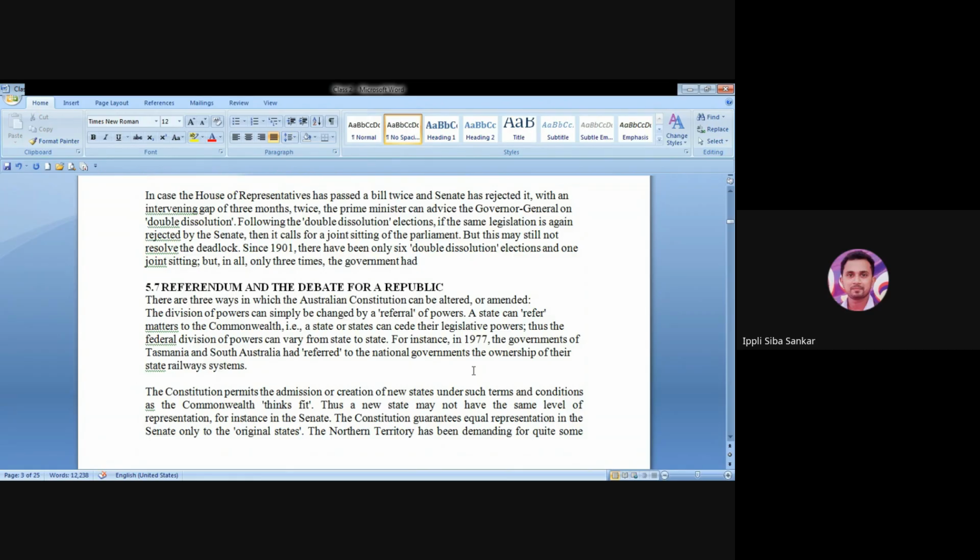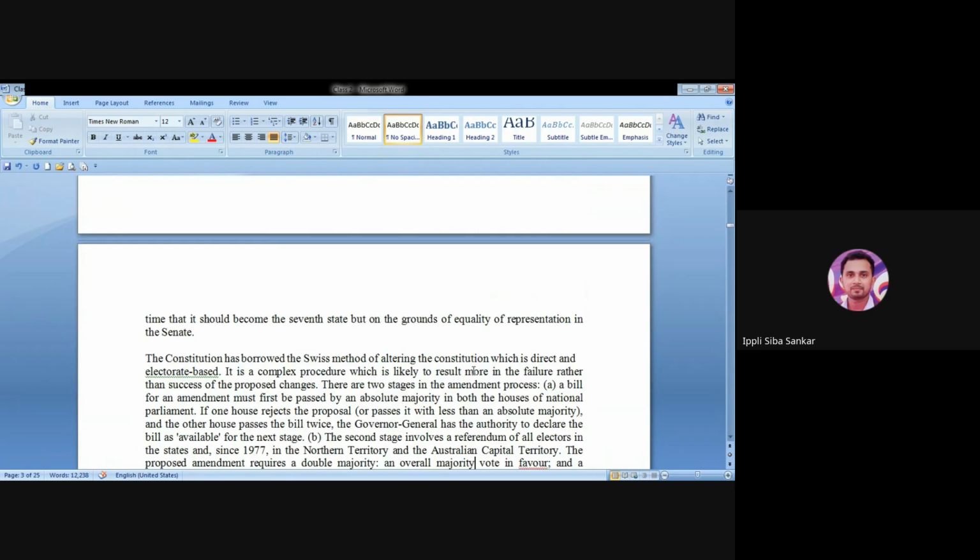Then what is the meaning of republic? Republic means the constitutional head of a particular state should not be based on a hereditary system, but he or she should be elected for a particular period. Elected for a particular period, and it should not be a hereditary system. That procedure, that system, we can say is the republican system.